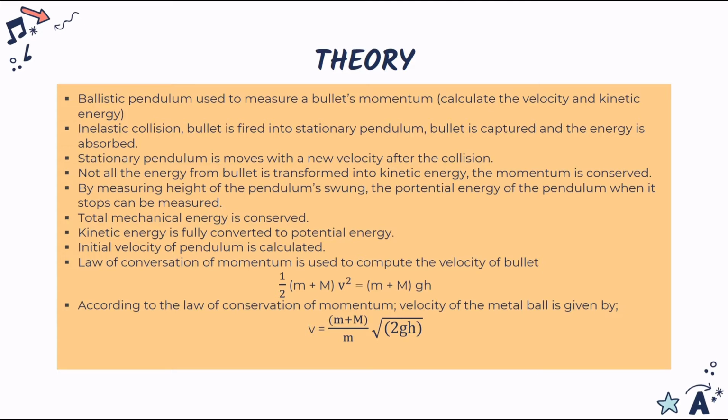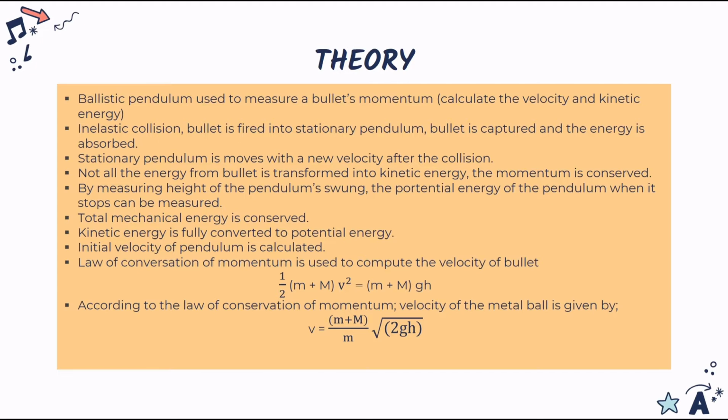In a perfectly elastic collision, a bullet is fired into a stationary pendulum. The bullet is captured and the energy is observed. The stationary pendulum moves with a new velocity after the collision. Not all the energy from the bullet is transformed into kinetic energy.